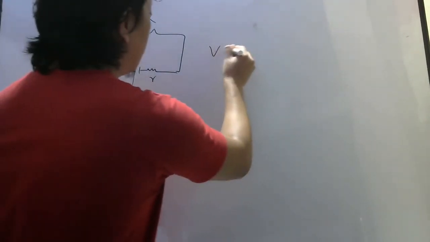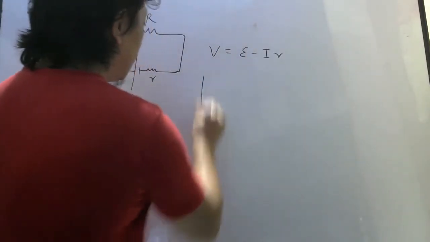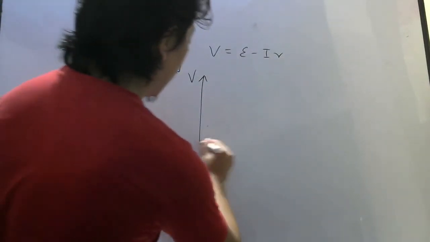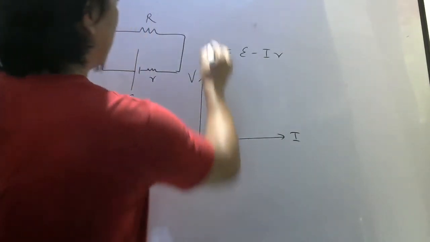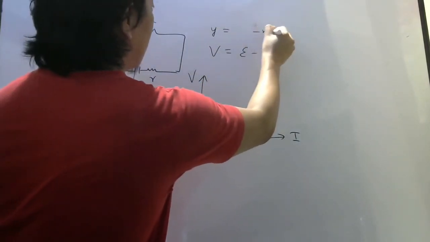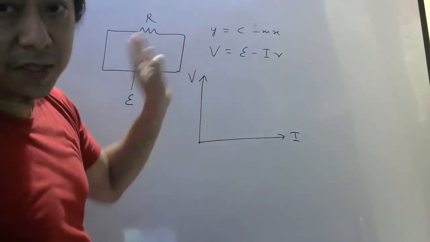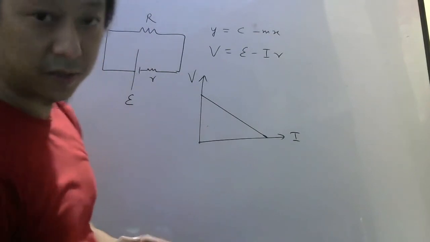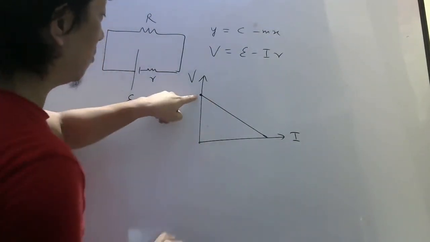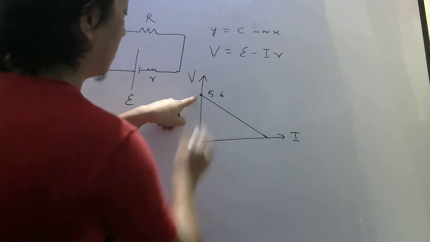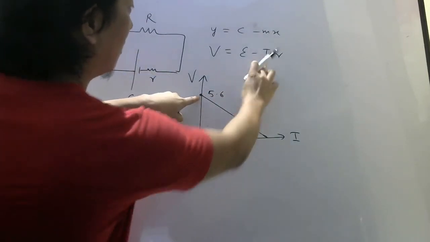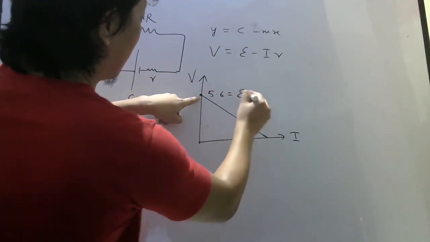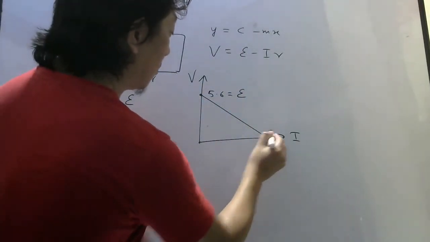You know formula for V is what? E minus Ir, which means if this V is along y-axis, and current is along x-axis, this looks like what equation? Y equal to minus mx plus c. So it will be a straight line with negative slope like this, right? Yes or no? And here, if the value of this is 5.6, then at that point, what is current? Current is 0. So when current is 0, V will be E. So this is nothing but E.